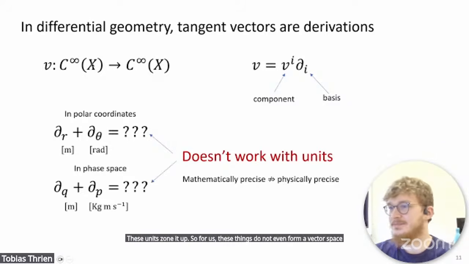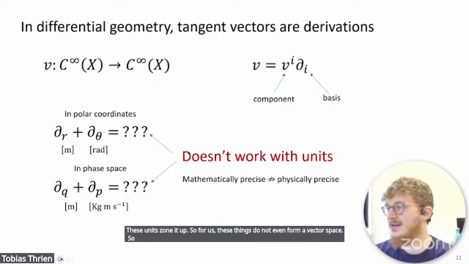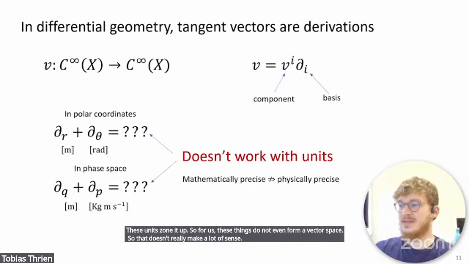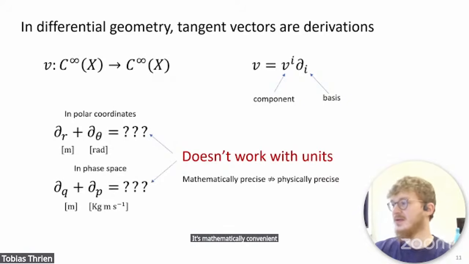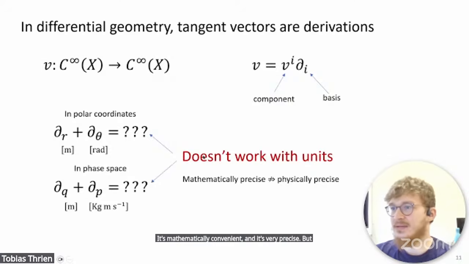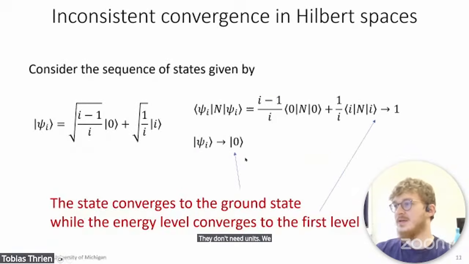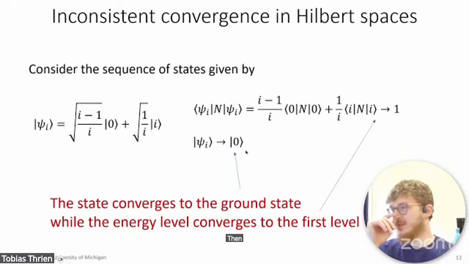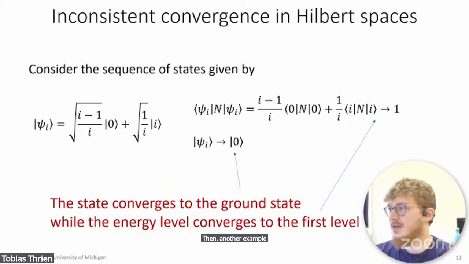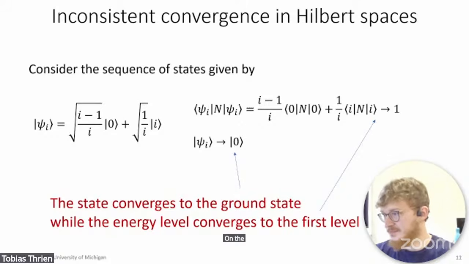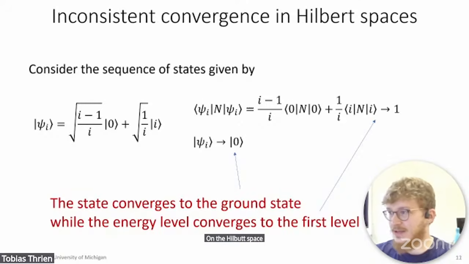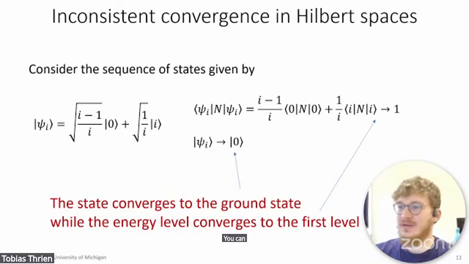That doesn't really make a lot of sense. It's mathematically convenient and it's very precise, but physically it doesn't make any sense. And the mathematicians won't fix that for us. They don't care. They don't need units. We need units. Then another example is on a Hilbert space, you can find a sequence of states.